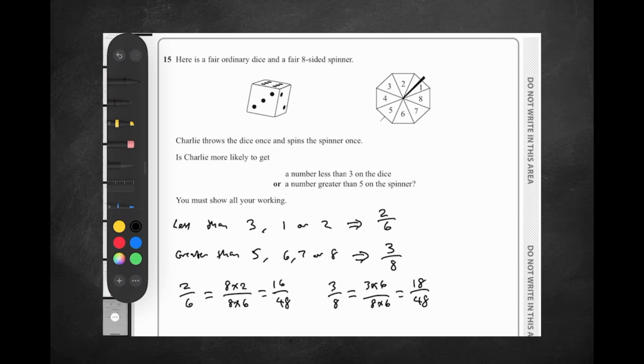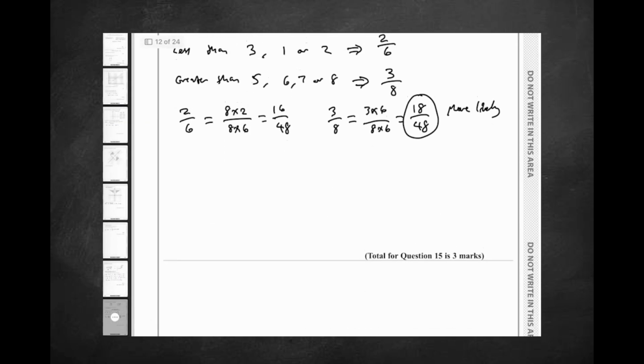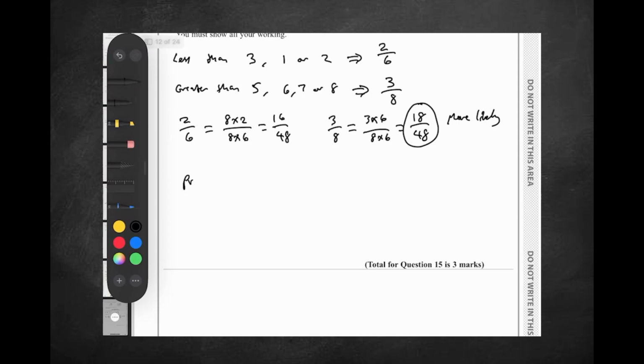What is more likely? Just scroll down. Probability is higher for the spinner, so more likely.